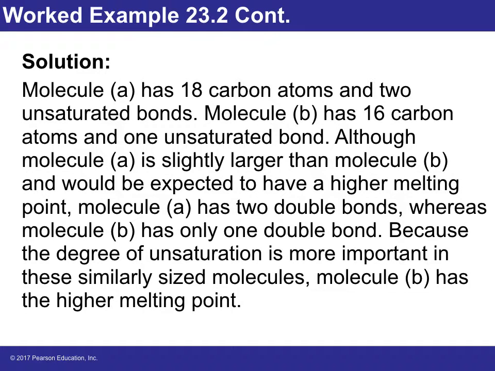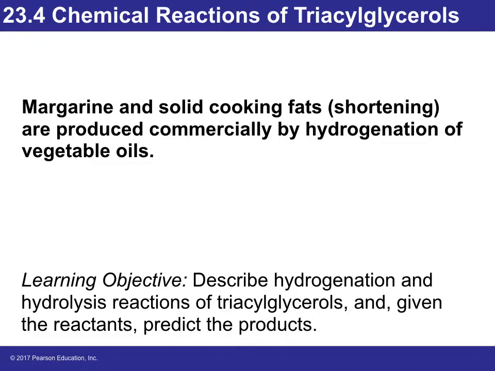So here, molecule A has 18 carbon atoms, 2 unsaturated bonds. Molecule B, 16 carbon atoms, so very close, 1 unsaturated bond. So even though A is slightly larger than molecule B, you would expect it to have a higher melting point. But molecule A has 2 double bonds and molecule B has only 1, because the degree of unsaturation, meaning the number of double bonds, is more important than the very close size of the molecule. Molecule B will have the higher melting point. So those are things that people have thought about.